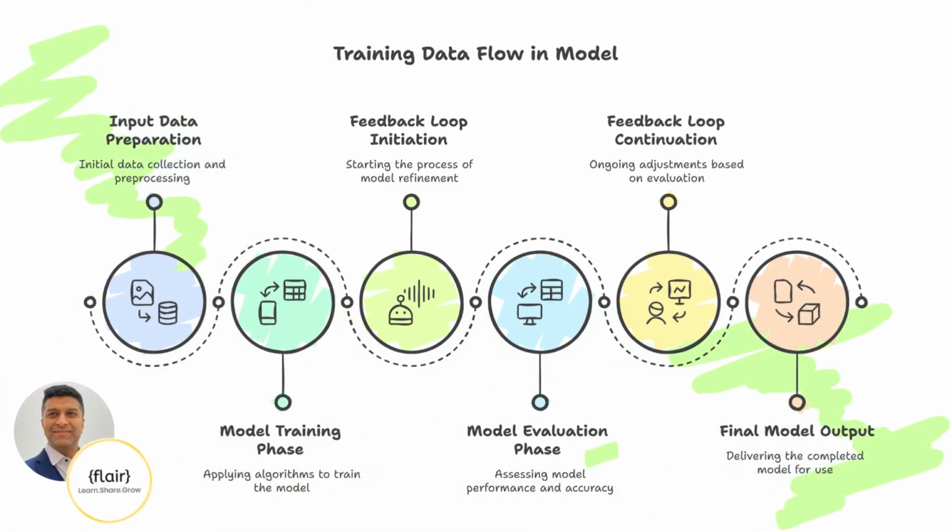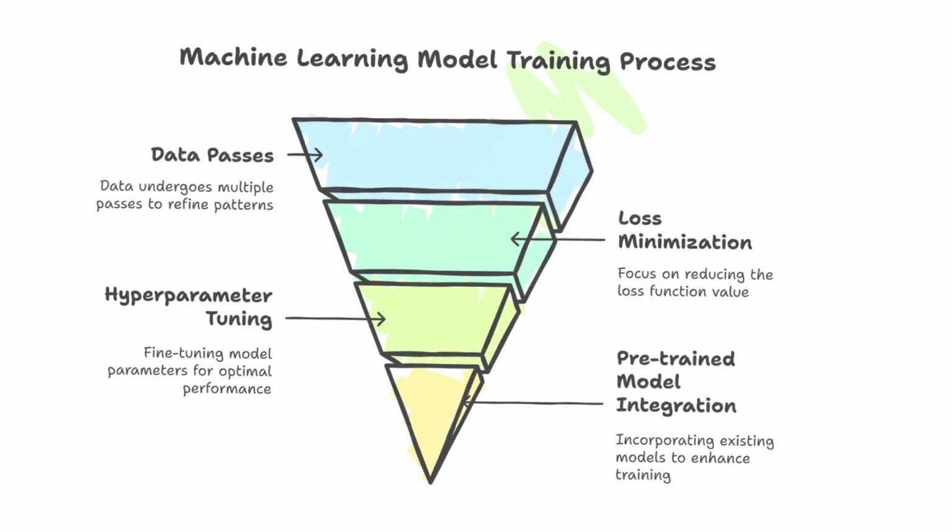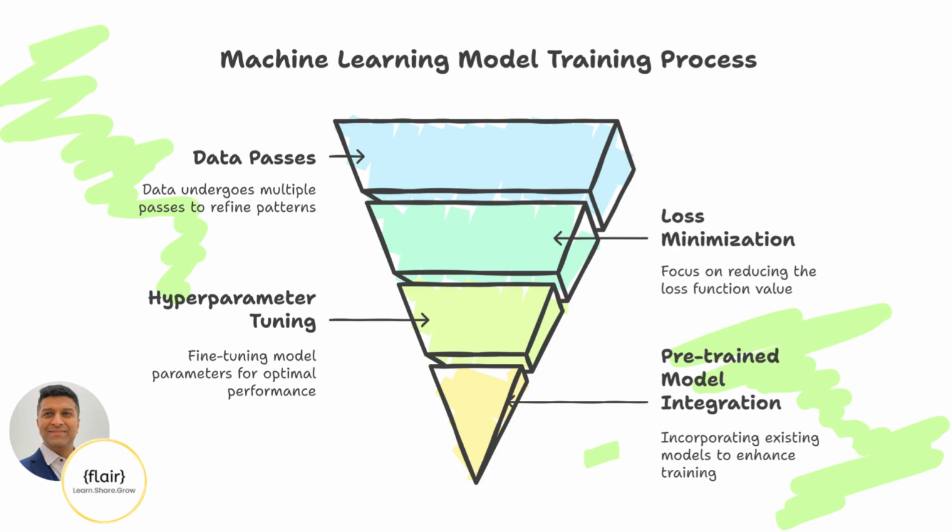Once you've selected the model, it's time to train it. This is where the heavy lifting happens. Training involves using your data to teach the model how to make predictions. And it's not just one pass, it's multiple passes over the data, each time refining the model to minimize the error. During this phase, you'll also be tuning hyperparameters, things like learning rate or batch size, to make sure the model learns in the most efficient way possible.